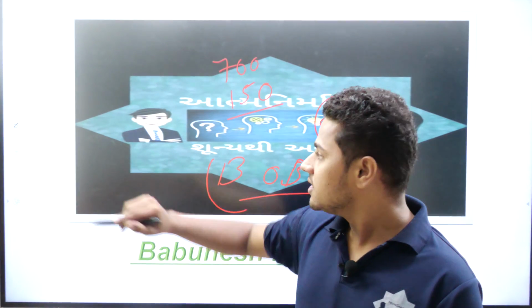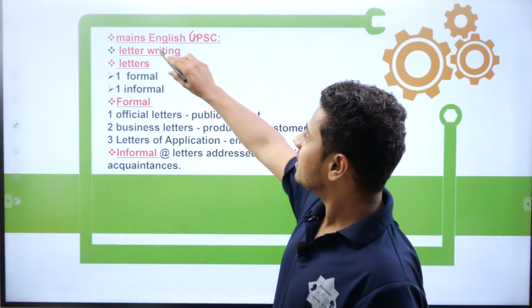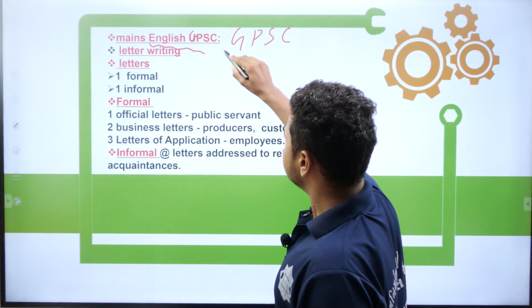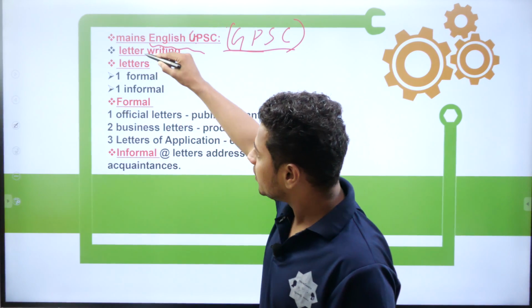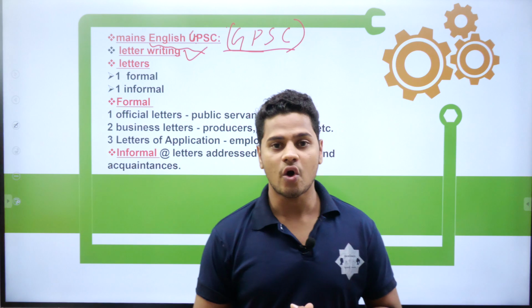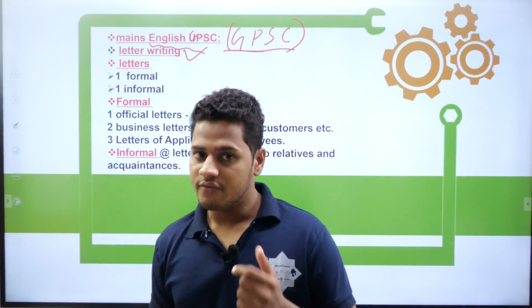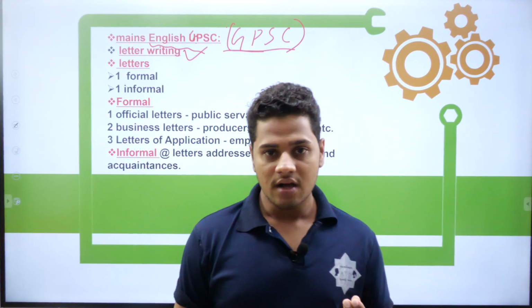So see the first topic. Here the mains English GPSC. Okay, instead of UPSC I have written here GPSC. So what we have to do? Letter writing. Okay, so here letter writing normally has two types, formal and informal. Formal means aupcharik and informal means anaupcharik.